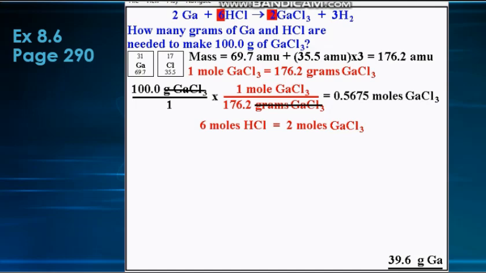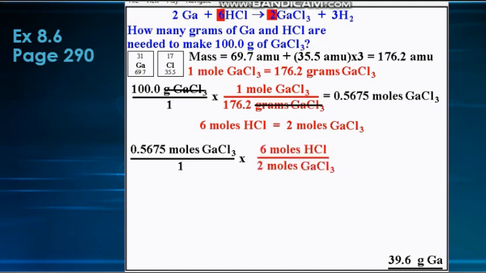Now I can convert. I take what I know, 0.5675 moles of GaCl3, I put it over 1, and then I multiply by our conversion relationship. Moles of GaCl3 need to be on the bottom so that they cancel. When I multiply through, I'm left with 1.703 moles of HCl. Unfortunately, that's not the final answer because the mean guy who wrote this problem wants the answer in grams, not moles. So I've got to convert from moles of HCl to grams of HCl.